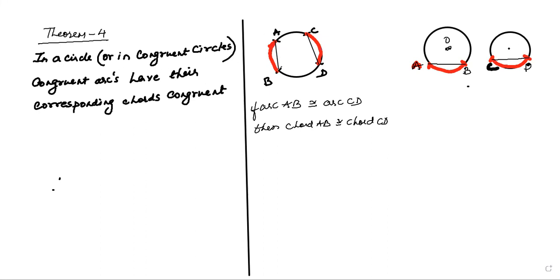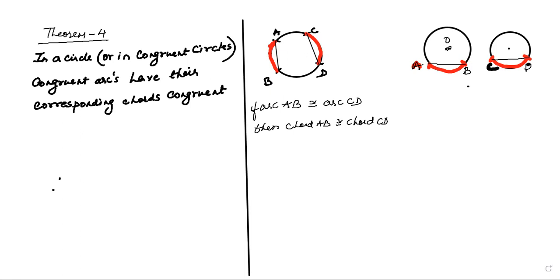Either in the same circle, if the arcs are congruent, then the corresponding chords are congruent. In congruent circles, if the arcs are congruent, then the corresponding chords are congruent. Are you getting me, children? So in a circle, congruent arcs have their corresponding chords congruent. I hope everybody understood it like a theorem, children.